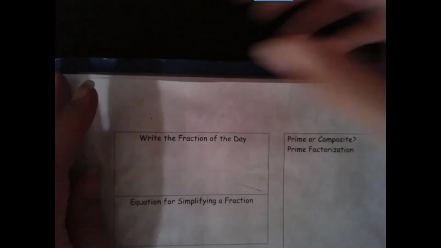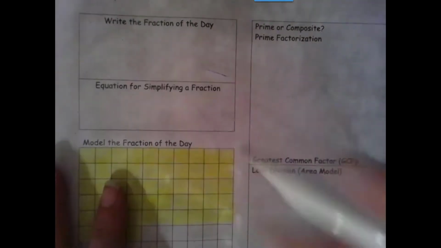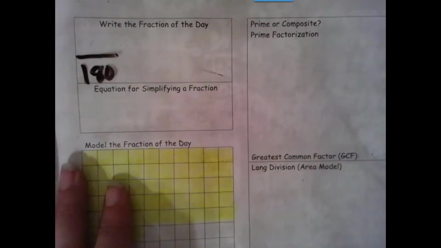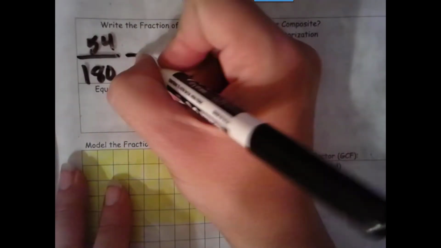Okay, let's get down our beginning fraction. Our denominator is 180 because that's the total amount of school days, and we are on day 54.